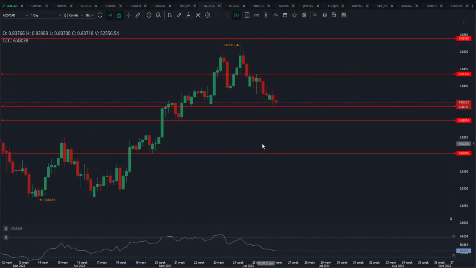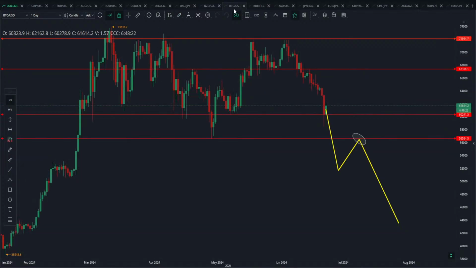Talking about the New Zealand dollar against the Canadian, yes, the price is headed lower and it will keep going lower because it has broken the low of this candle also today, and that means 0.8297 is now exposed. A little pullback, and there is a possibility of a fall further towards 0.8297.